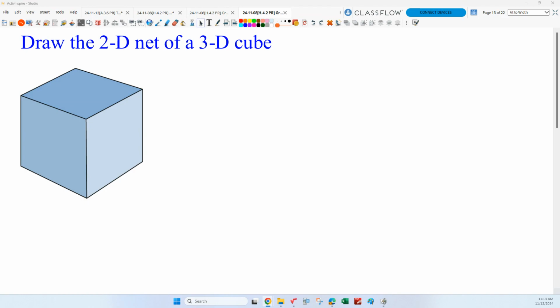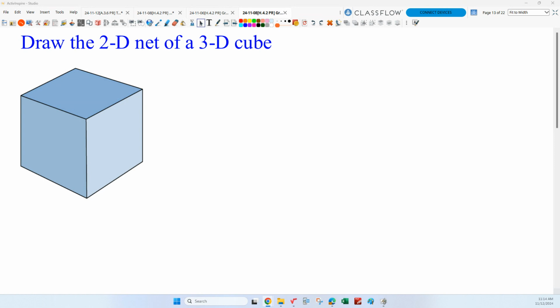For example, how many dimensions are required to create a cube? A cube resides in how many dimensions? 3. Yeah, we need all 3 dimensions to create a cube. What's the net of a cube? The net? Okay, good. So it's this thing, right?